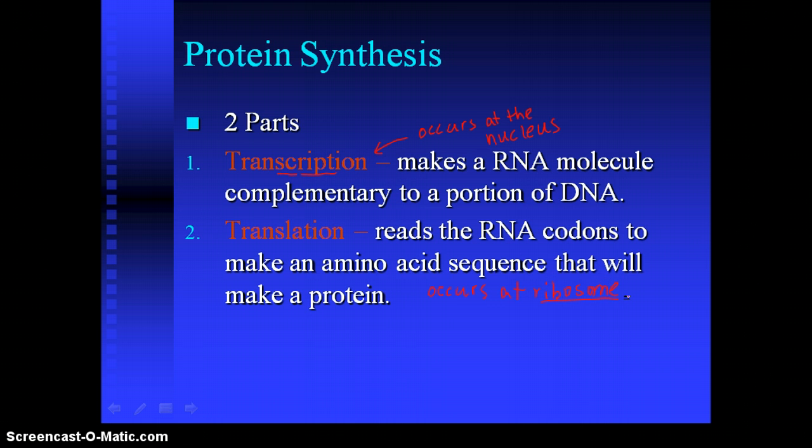In translation, the way I like to describe it is like taking a Spanish or German class, where you have to take the language and translate it into English so that you understand it. RNA is basically doing that job. RNA goes to the ribosome, and the ribosome helps translate the sequence in the RNA into an amino acid, which will then produce a protein. So transcription is copying the information down, and translation is turning it into a usable language, or the protein.